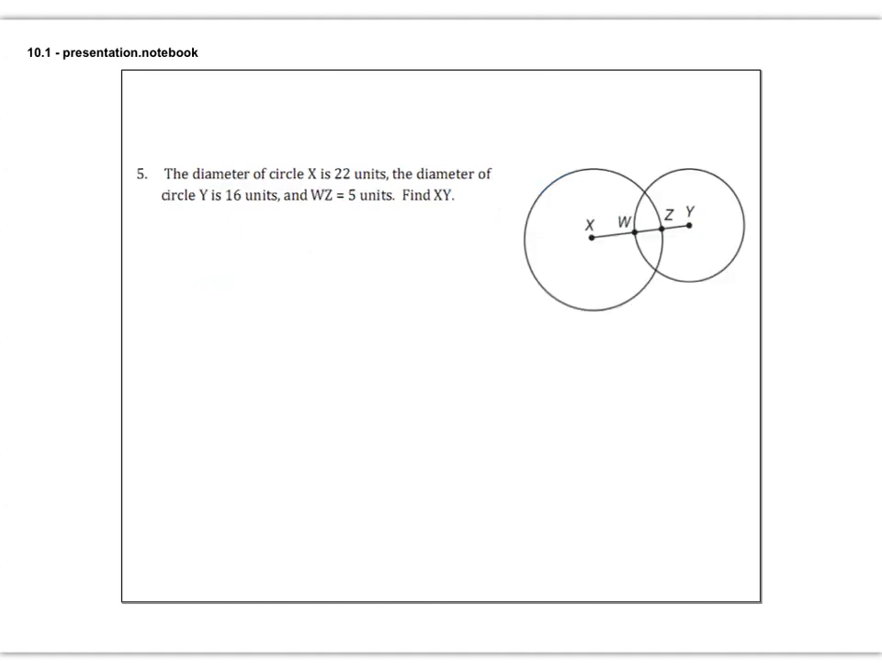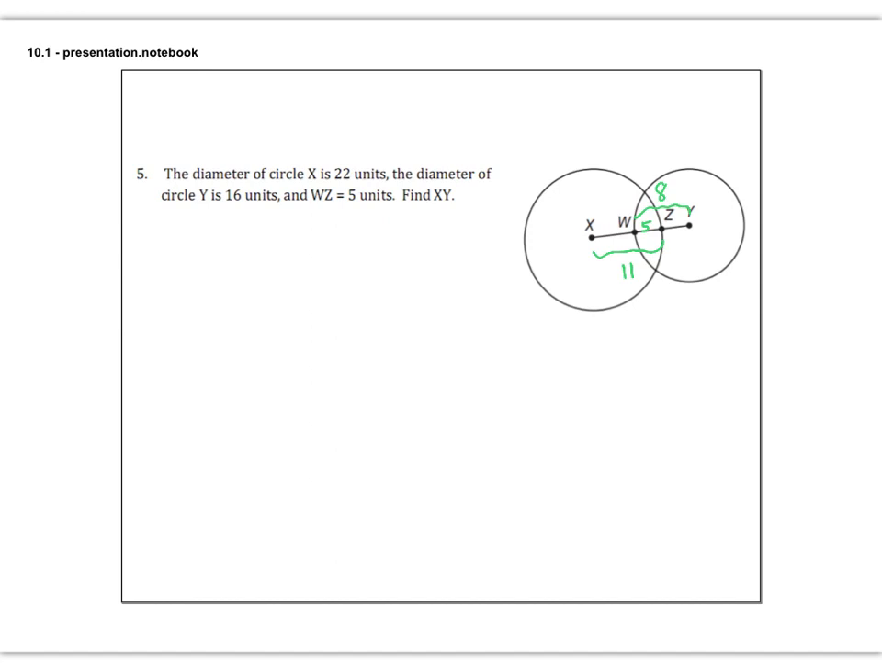Let's try another one. The diameter of circle X is 22. So all the way across circle X is 22, which means halfway across is 11. The diameter of circle Y is 16, which means halfway across is 8. If we go halfway across Y, from W to Z is 5, so we'll put that in there, a little 5, and we want to find XY.